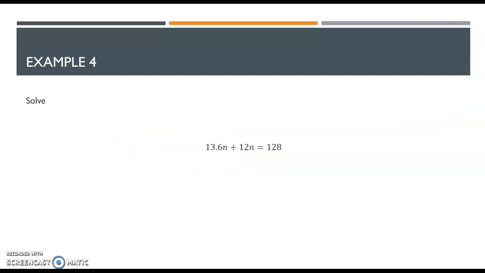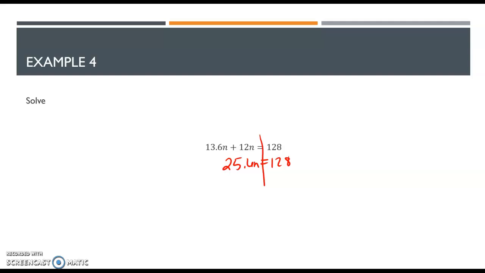All right, example 4. Here we have n's, and so what we're going to do is combine like terms. They're on the same side of the equal sign, and so we just add them together. So we combine them. 13.6 plus 12 will give us 25.6n equal to 128.